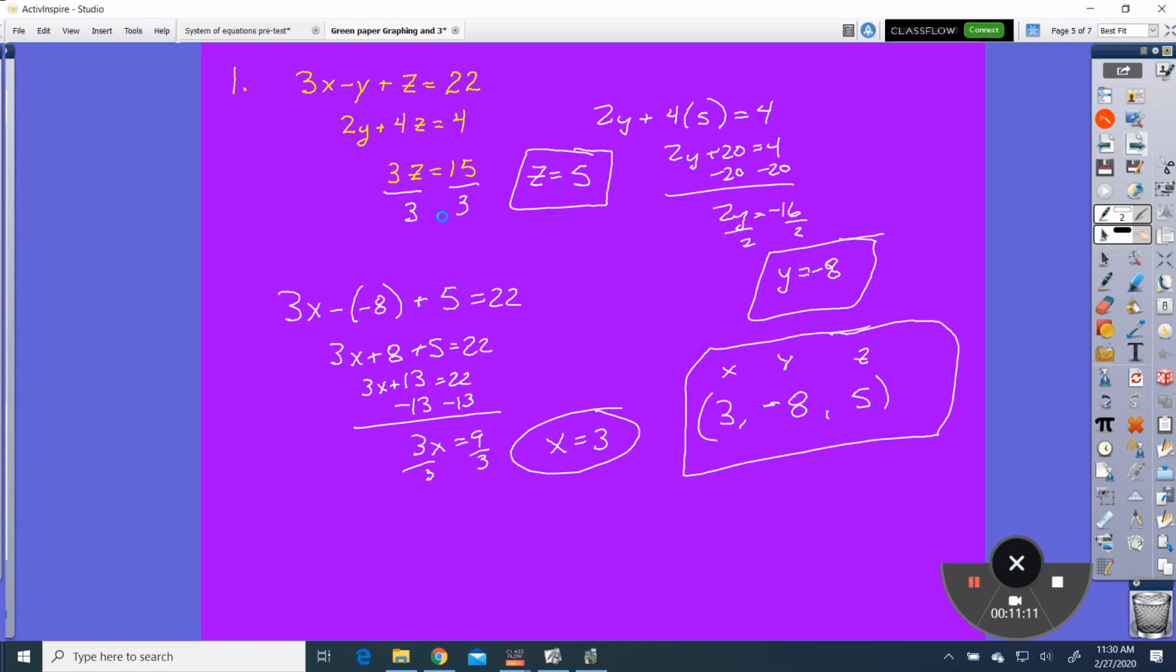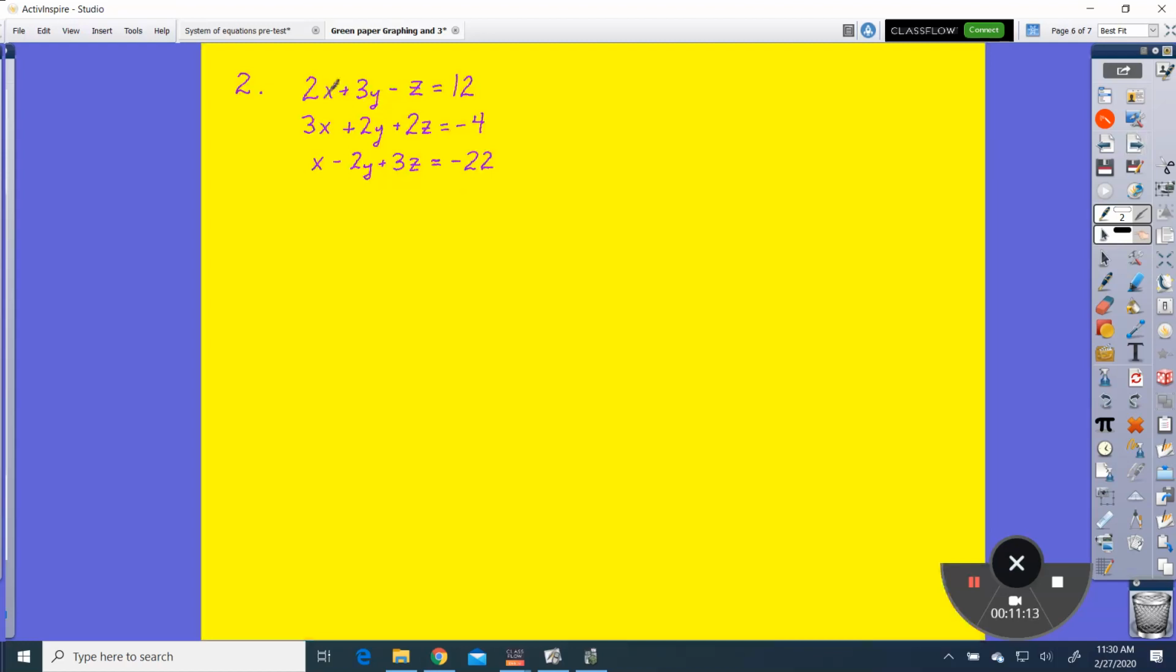Question 2 is more challenging because it has x's, y's, and z's. So when you're doing these kinds of problems, you have to eliminate a variable, the same variable, using 2 of them, and then the one that didn't get used, and one of these ones before. Okay, so I'll show you how that's done. I pick a variable first of all. I could get rid of x's, y's, or z's.